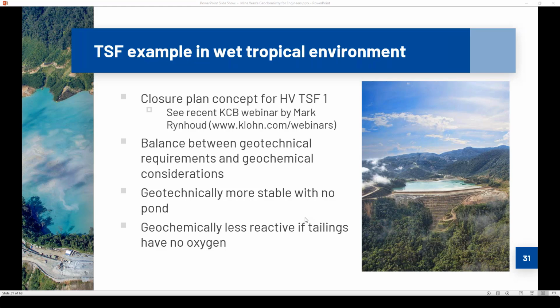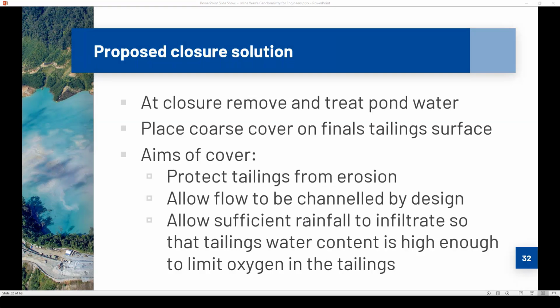So what we had to balance there is not having a pond on this facility at closure, but at the same time keeping sufficient moisture content in the tailings so that we could limit the oxygen ingress to the tailings.